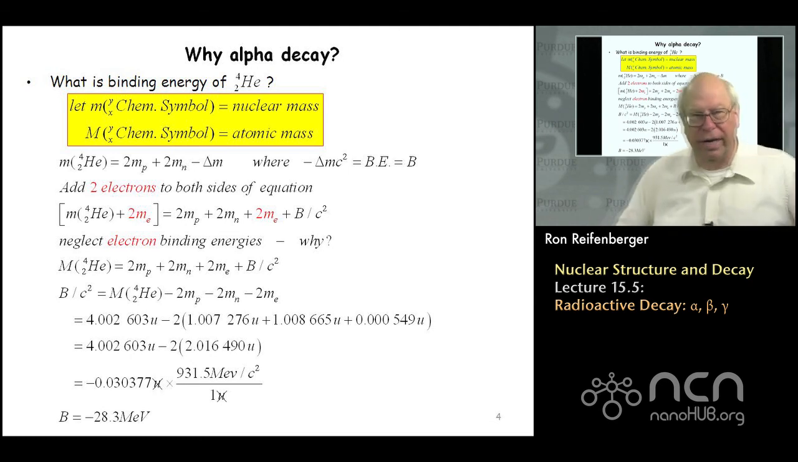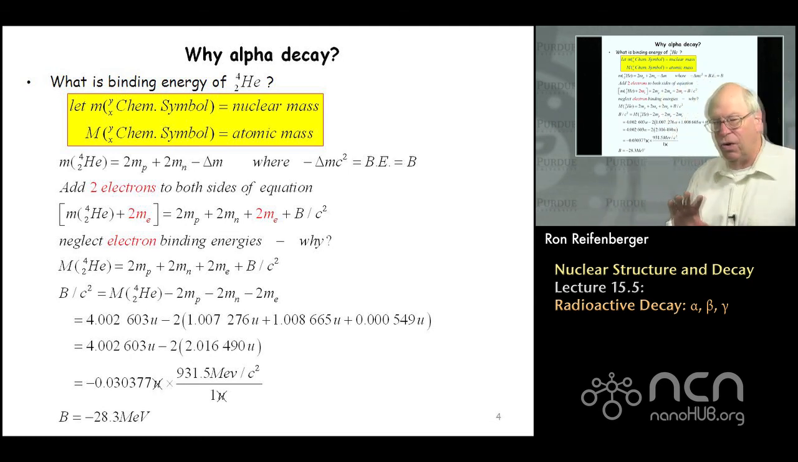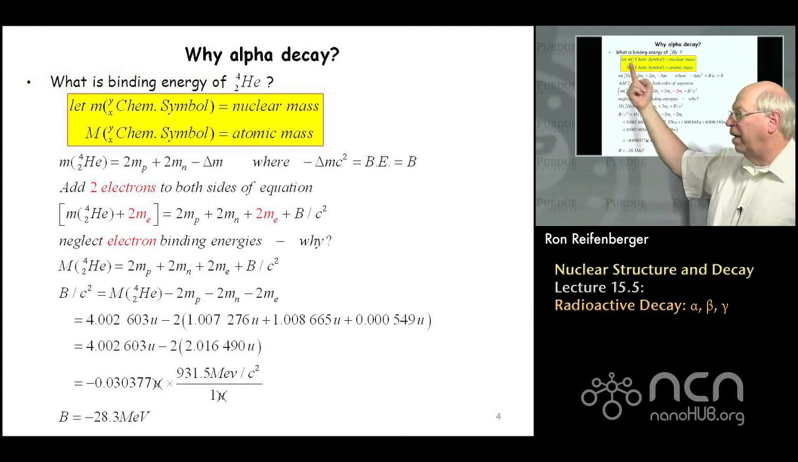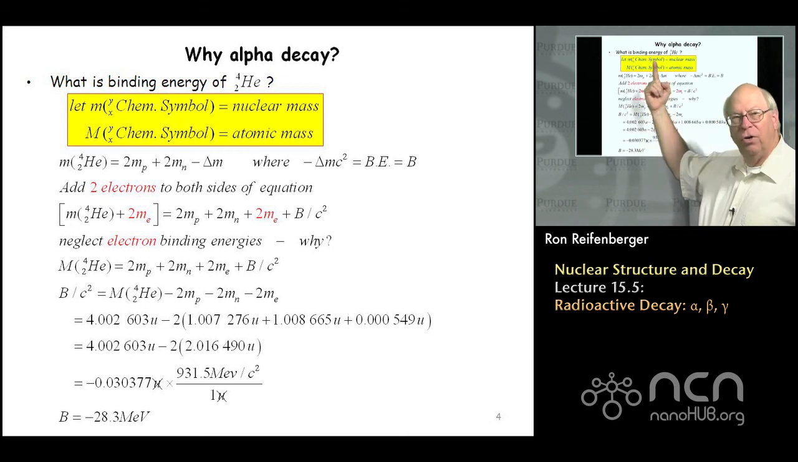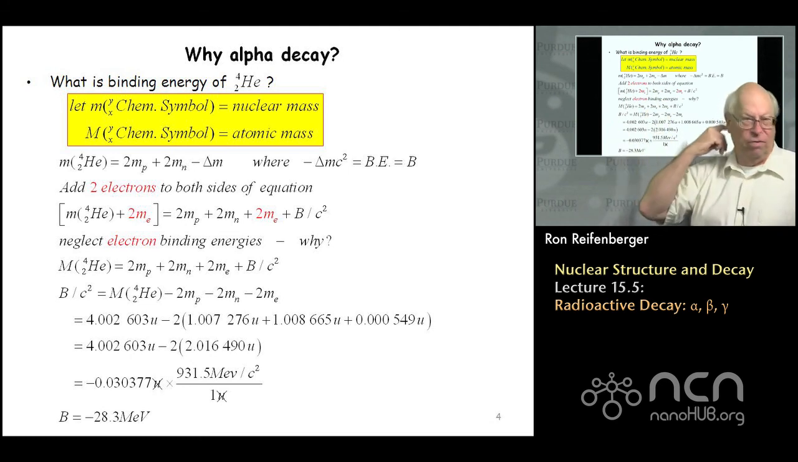Before I run through the calculation, I want to describe the notation I use. A small m with a chemical symbol in parentheses represents the nuclear mass of that object. A capital M with a chemical symbol in parentheses represents the atomic mass of that chemical element. The difference between the nuclear mass and the atomic mass is just the number of electrons associated with the particular nucleus.